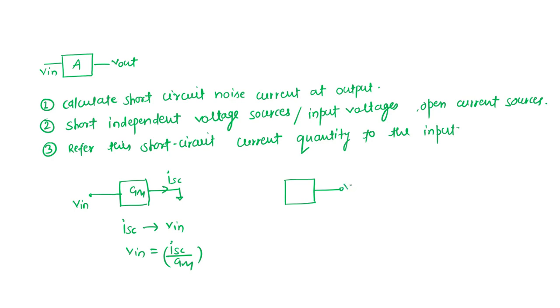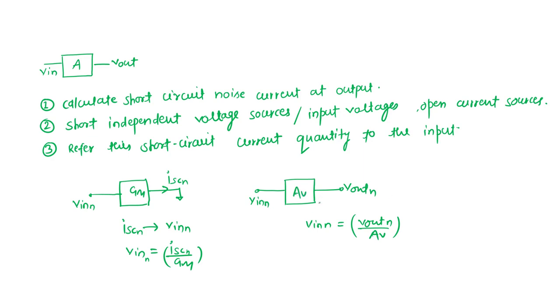And similarly, if there is a gain block and I am calculating the output noise voltage, this is a noise current, and this is a noise voltage, V in N, this is noise. So if there is a noise voltage at the output, and I want to refer this noise voltage to the input noise voltage, then we can simply find it using the gain of the block. So the concept is very clear.